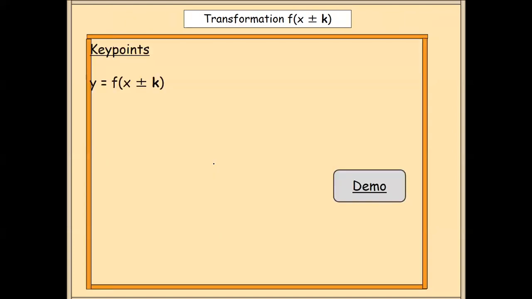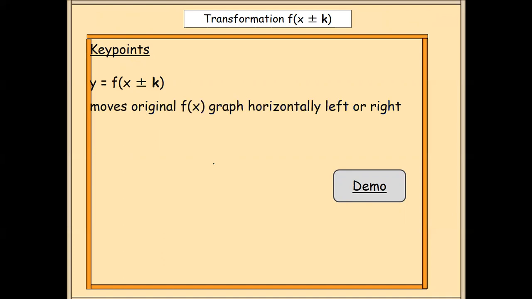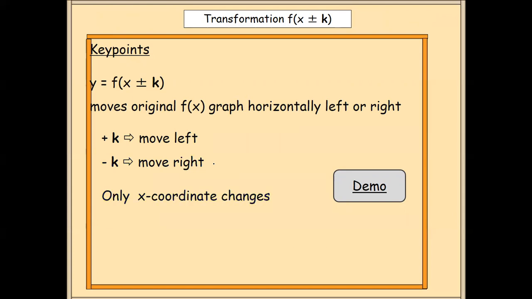So, key points to remember for a graph where we change x within the brackets, we move left or right. To move to the left, it's when you add, and to move to the right, it's when you take away. Okay, so -k, move to the right. So only x is changed and the y doesn't change. If we purely move on the left or the right, the value on y stays the same.